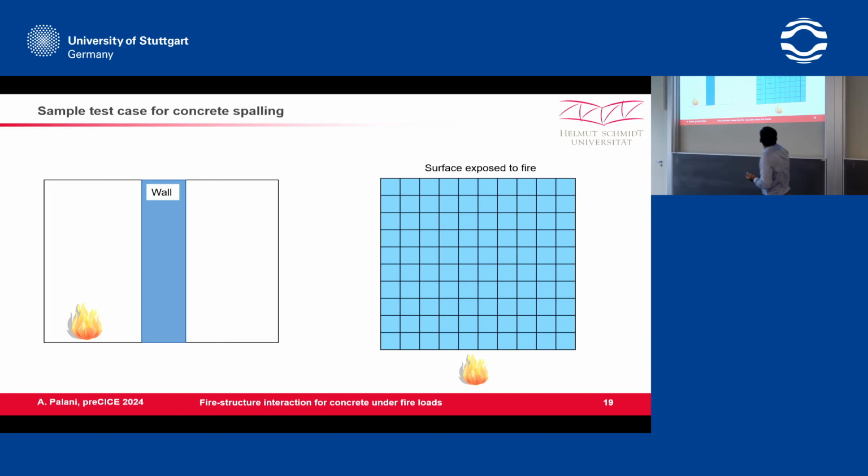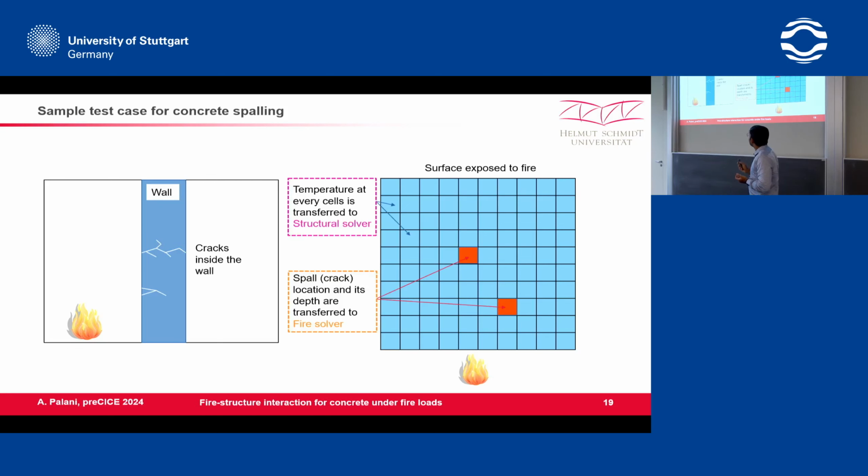So this is the front surface, the surface that is exposed to fire, and after a certain time we will get some cracks because of the fire load. During the starting time itself the temperature is already being transferred to the structural solver through preCICE, and once preCICE finds the location and the depth of the spall, then it will send it back to the fire solver, so the fire solver can create the hole or the crack in the wall itself.